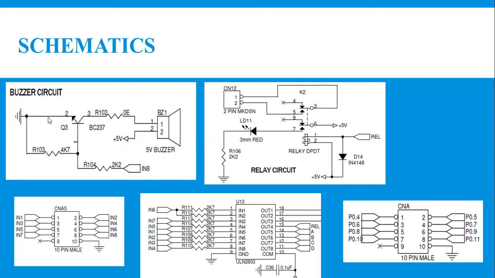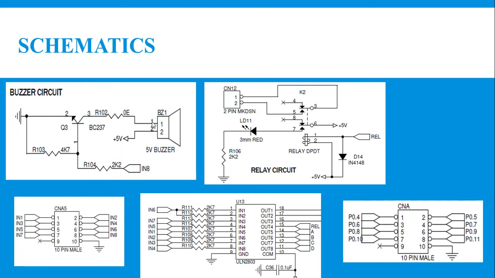In this circuit, one of the terminals of the buzzer is connected to plus 5 volt, whereas the other terminal is connected to the collector end of the transistor, and the base of the transistor is connected to IN8, input terminal 8. Here, whenever the base of this transistor is 1, the transistor will pull to 0, so the other terminal of the buzzer will become 0, the circuit will close and the buzzer will be on, so it makes a sound.